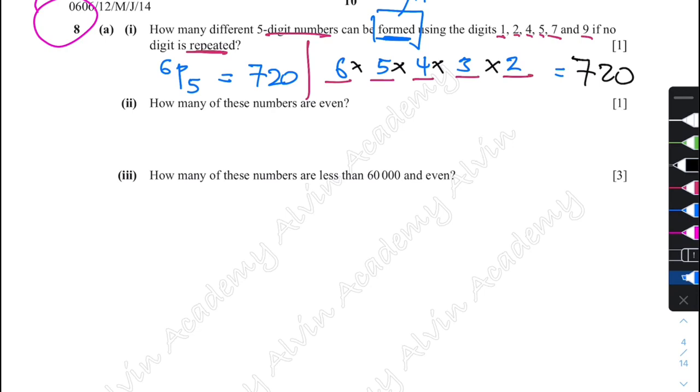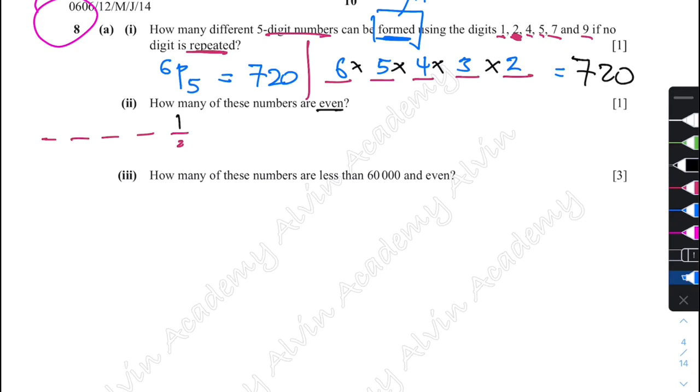All right, how many of these numbers are even? Okay, so you want to form a 5-digit number where it is even, right? So if it is even, then it must end with an even number. I like to use the slot system with questions like these. So I have 1, 2, 3, 4, 5 slots, right? If it is even, it can end with 2. So if it ends with 2, then there's only one way of getting 2.